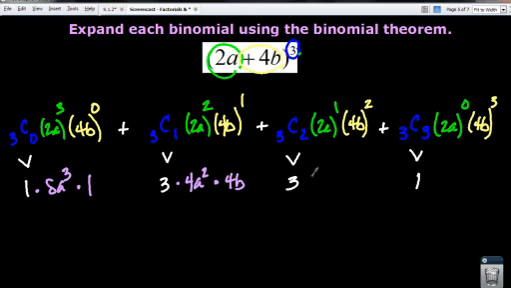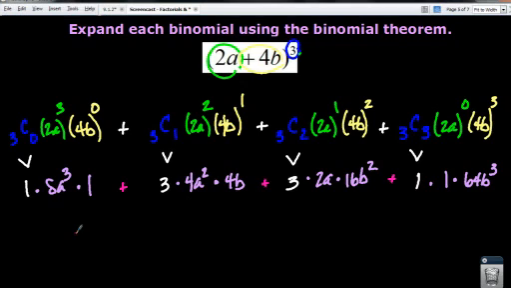Alright, times 2a to the power of 1 times 4b quantity squared, so 4 squared is 16b squared. And then 2a to the power of 0 is 1 times 4 cubed is 64 times b cubed. So remember how I said exponents are everywhere in math? Do you believe me now? They're everywhere, so you really do need to know those properties. And these are all being added, of course.